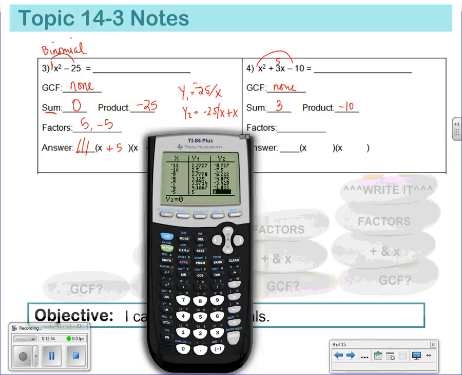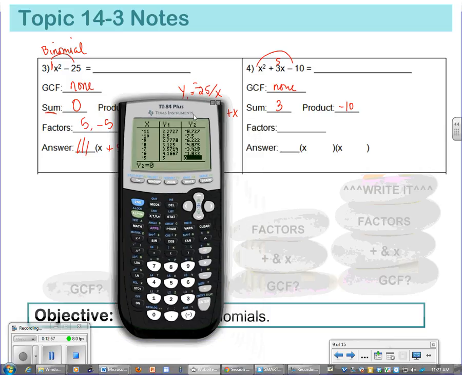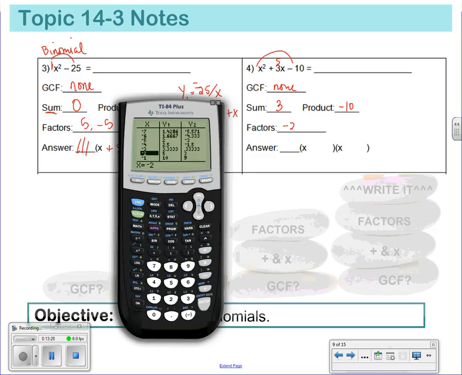I'm looking for two numbers that will multiply to give me negative 10, but will add to give me a positive 3. Using the calculator again, because they didn't come to me immediately, I'll do negative 10 divided by x, and then negative 10 divided by x plus x. Hit the second table. And now I am looking for a positive 3 in my y2, because that's my sum. Scrolling down, I find positive 3 in my y2, so my factors are negative 2 and positive 5. My answer, there's no GCF, so I have (x minus 2)(x plus 5).